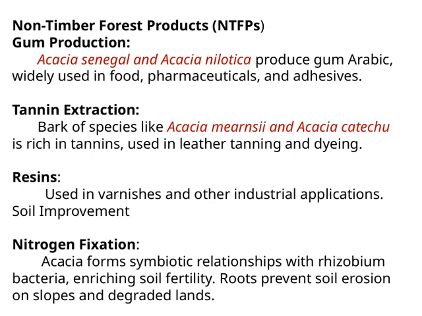Moving on to tannin extraction, certain acacia species, such as Acacia mearnsii and Acacia catechu, have bark that's rich in tannins. These tannins are essential in leather tanning and dyeing processes, helping transform raw hides into durable leather and adding color to textiles. Then there are resins, which are another valuable product. Acacia trees produce resins that are used in varnishes and many other industrial applications. These resins are vital in manufacturing and finishing products.